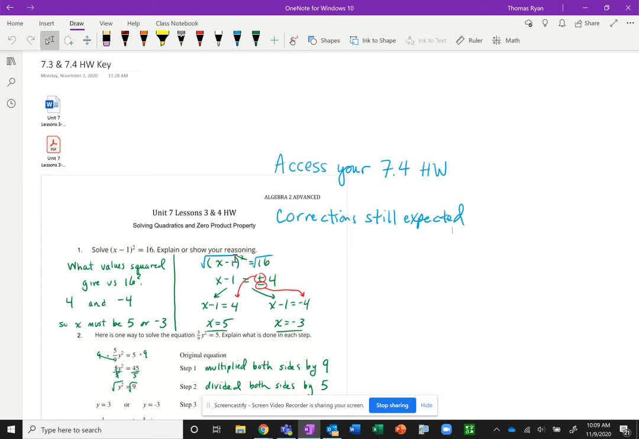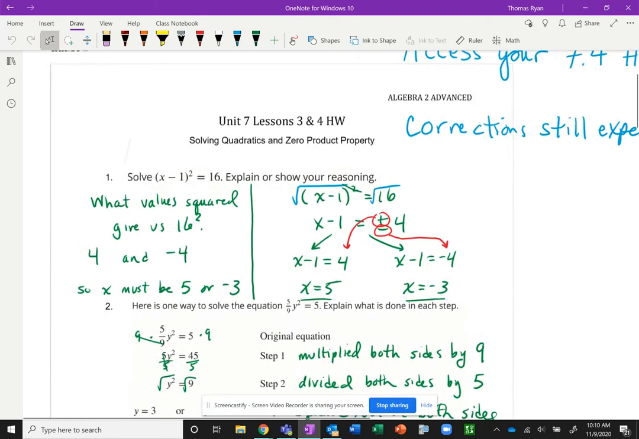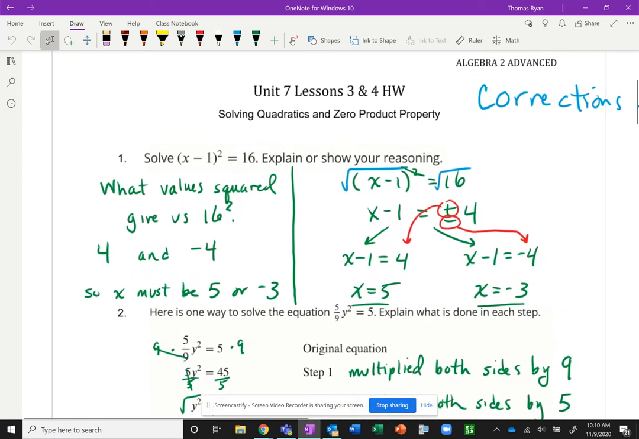So, as usual, we should start by accessing our 7.3, 7.4 homework. I'm still expecting you guys to correct your work, show corrections, and ask any questions about it. So what I'm going to do is scroll through these real quick. You should pause at each question because I'm not going to spend video time explaining. So just pause it. It's going to go quick. Okay. And then we'll move on to our lesson 7.5.